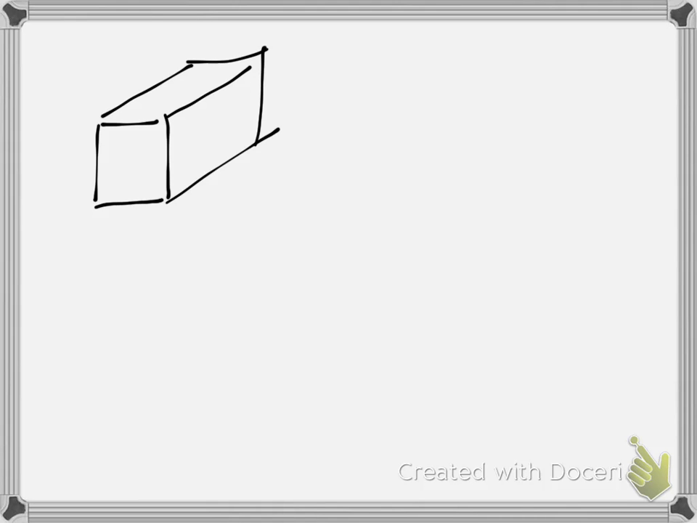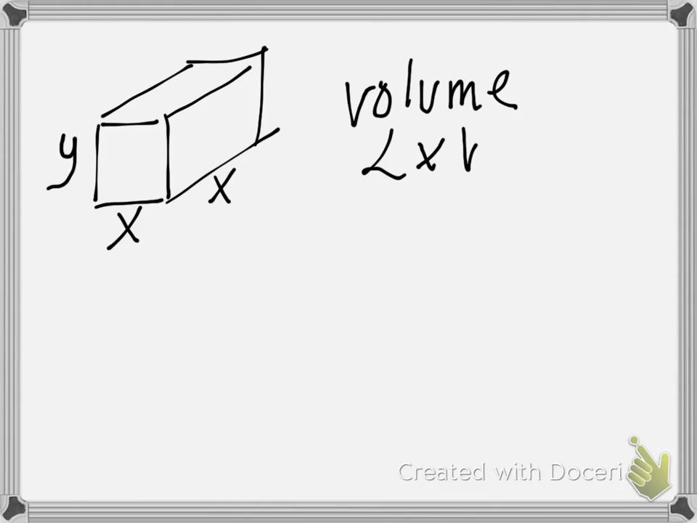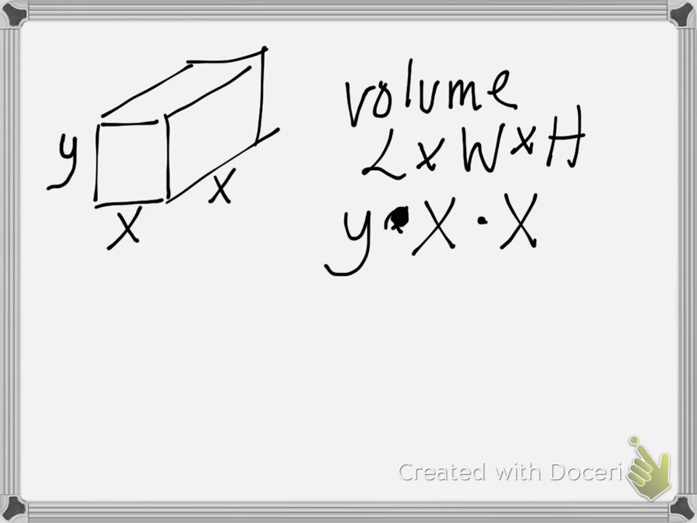Then the last part is they made a geometry connection. They said, what if you had this three-dimensional figure? The width was x. The length was also x, but the height was y. And they said, write a polynomial reflecting the volume. Well, you know that volume is length times width times height. So I have y times x times another x. So how could I simplify that?